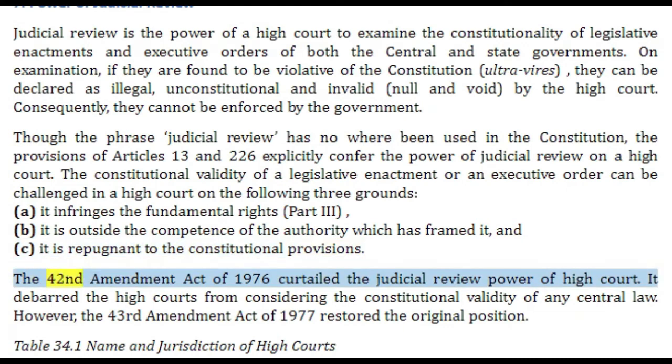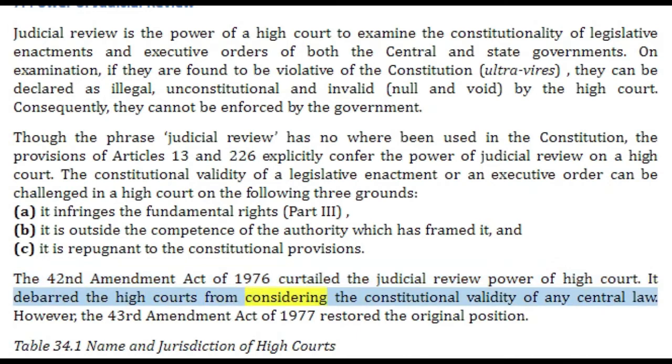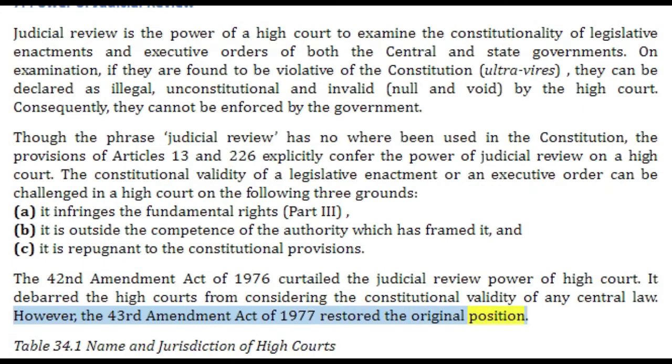The 42nd Amendment Act of 1976 curtailed the judicial review power of High Court. It debarred the High Courts from considering the constitutional validity of any central law. However, the 43rd Amendment Act of 1977 restored the original position.